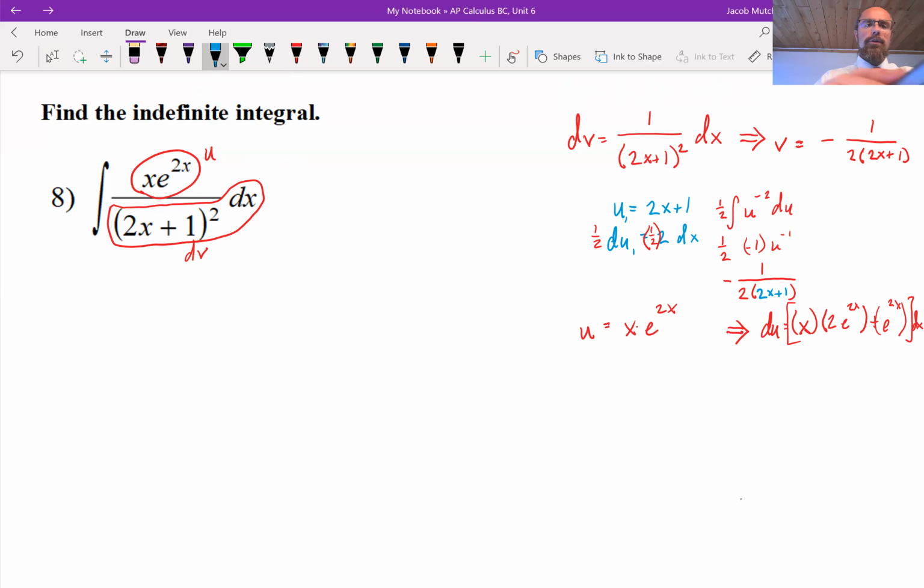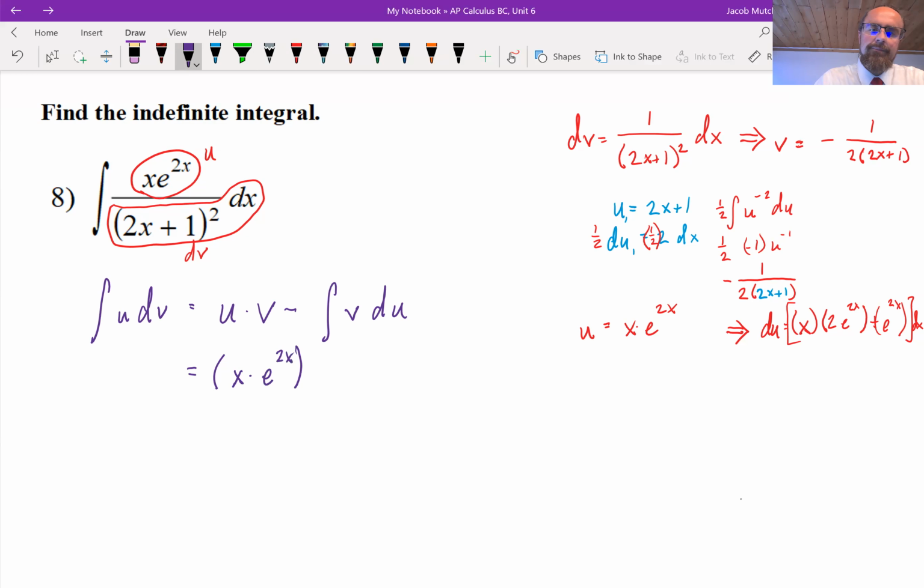So let's set it up according to the definition for integration by parts. So if I'm integrating u dv, again, by our rule, that's going to be equal to u times v minus the integration of v du. So then I'm going to just substitute in. My u again is 2x plus 1. Oh, I'm grabbing the wrong u. U is x times e to the power of 2x minus the integration of v. So that's -1 over 2 times 2x plus 1.